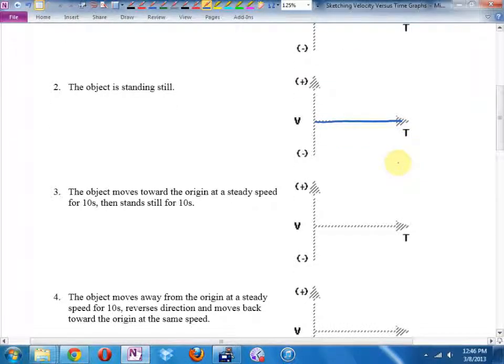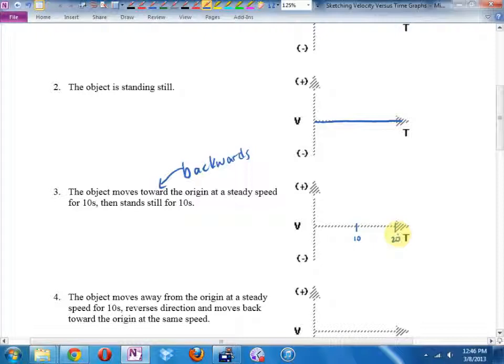The object moves towards the origin. Let's say it's coming backwards towards us. So we're going to call this backwards, at a steady speed for 10 seconds, and then stand still for 10 seconds. You know what? Right here, put a 10. Right there, put a 20. We'll divide it into two 10-second intervals.